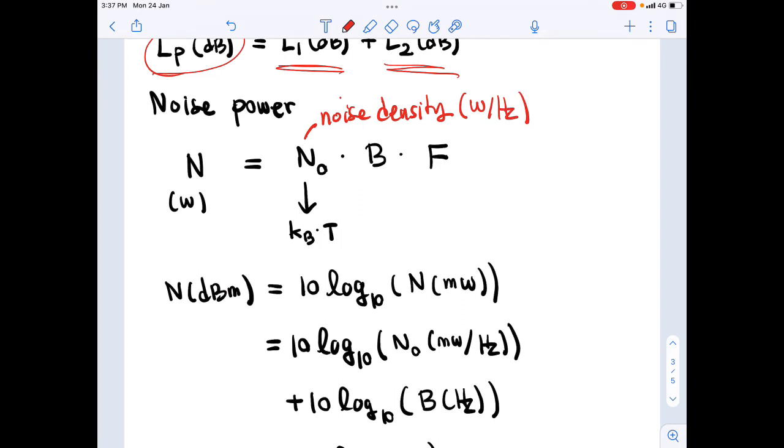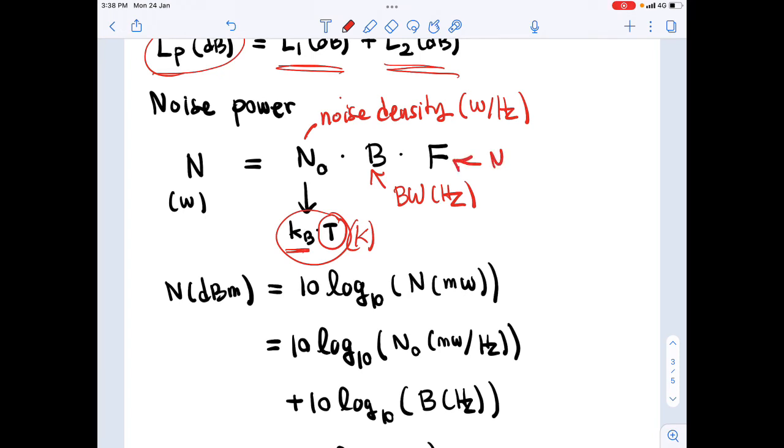This is a constant which can be computed using this formula. So it's kB, the Boltzmann constant, multiplied with the temperature in Kelvin. You can look up the Boltzmann constant in the book. Multiply with T: if the temperature is bigger, there's a lot more movement of electrons, and the noise density will be bigger. B is the bandwidth of the transmission, the bandwidth that we are interested in, in terms of hertz. If we are talking about wide bandwidth, then there's going to be more noise.